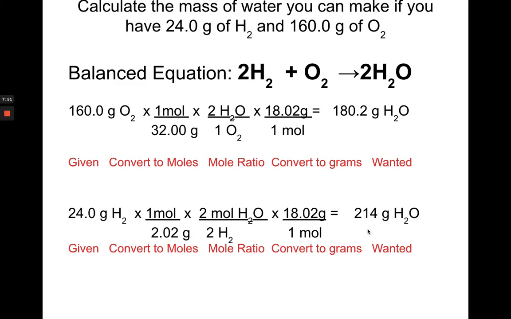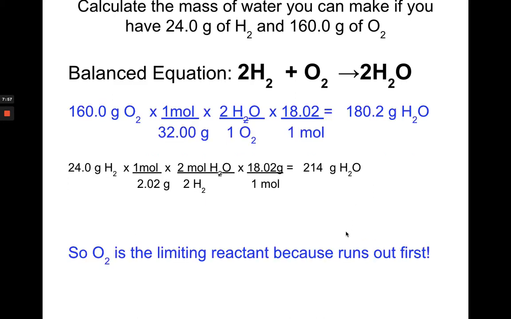So which one is going to run out first? Well, that will be the limiting, and that will tell me how much I can actually promise my client. The one that runs out first and makes the lesser amount is the oxygen, and it can make 180.2 grams. So since the amount of oxygen I started with makes less water, it is my limiting reactant because it runs out first, and what I can promise to my client is that I can give him 180.2 grams of water.